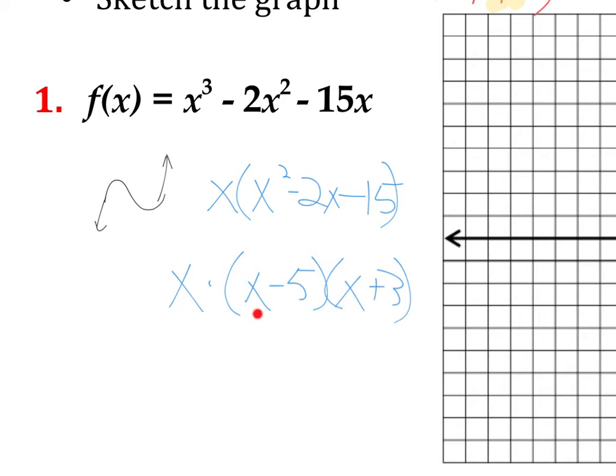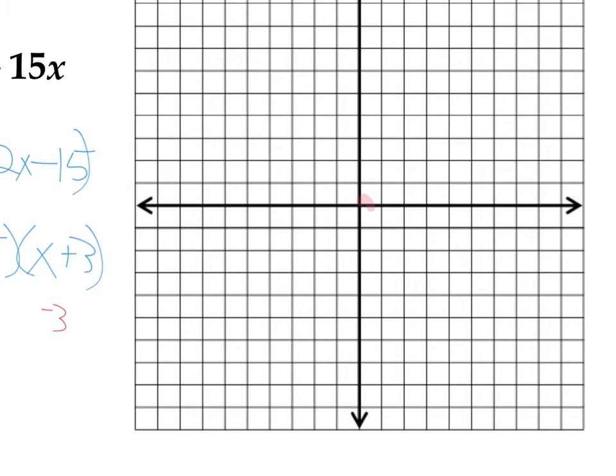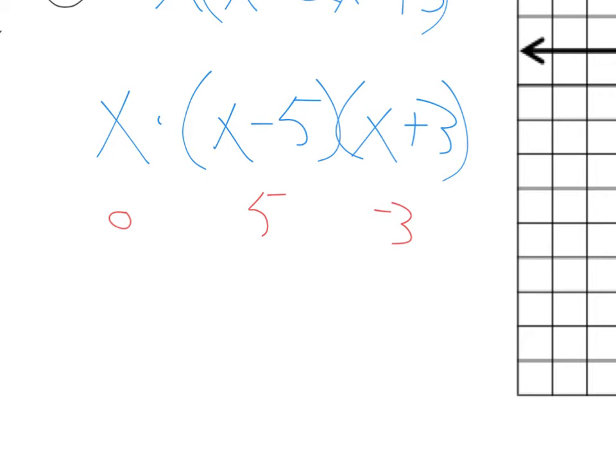So now I've got 1, 2, 3 factors. That means I get 1, 2, 3 x-intercepts on the x-axis. I'm going to have x-intercepts at 0, at 5, and at negative 3. So at 0, at 5, and at negative 3. All of these have a multiplicity of 1. So their exponents were all just 1, which means they're all odd multiplicities, so it's going to cross through at every single point. If there was an even exponent, then I'd have a bounce point.